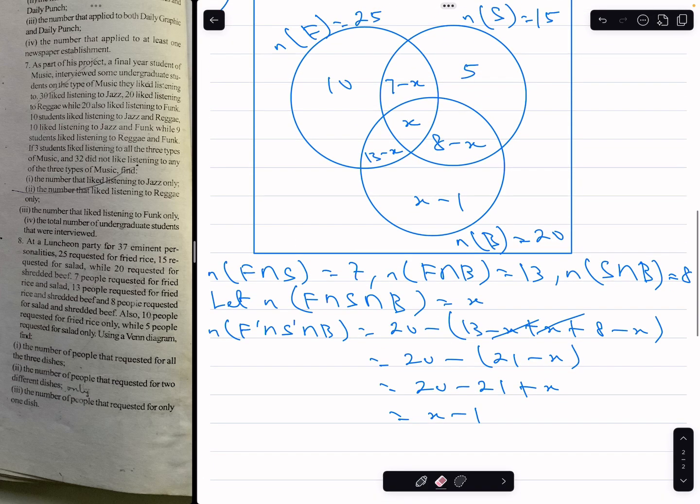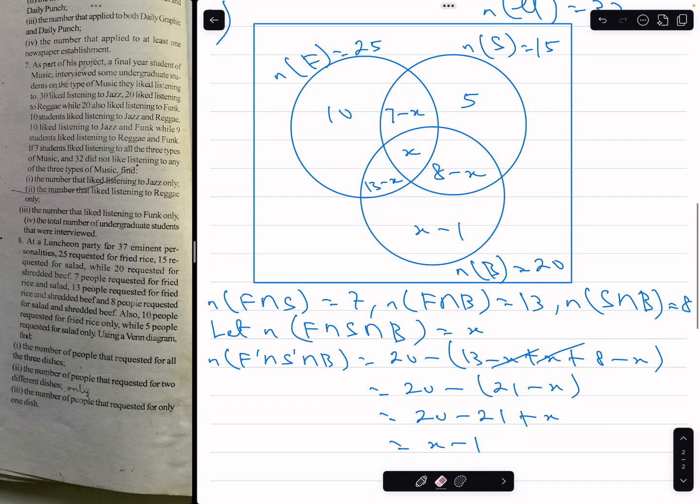Now, how do I find x? I can say this plus this plus this plus this is equal to 25. Yes, I can use that to find x. Everything inside this circle that represents set F is going to give us 25. So if I add 10 to this and this, I should get 25, and that's how I'm going to find x. That's very simple.